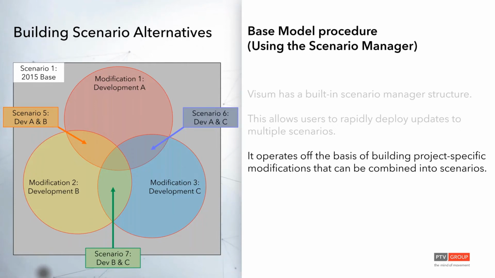Here's a little visualization of it, where you create the modifications as independent entities, and then wherever they overlap, that's what your scenarios are. In this case, you can have scenario 5 be the combination of developments A and B, or something like that. This gives you some flexibility to create overlapping updates to your network.